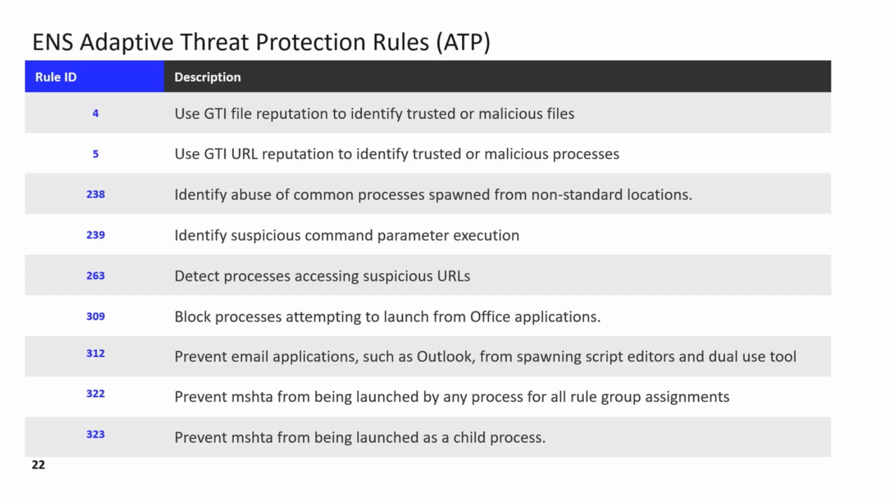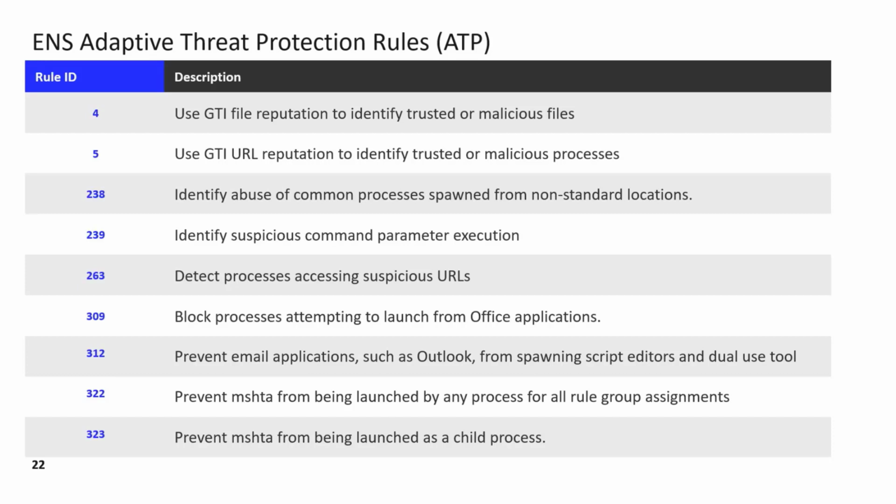This rule is set to observe mode by default. The next rule is 239, identify suspicious command parameter execution. This is related to MITRE technique 1059, which is command and scripting interpreter. This rule identifies the suspicious execution of applications through command line parameters. The next one is Rule 263, detect processes accessing suspicious URLs. This is related to MITRE technique 1204, which is user execution once again. Here, we detect processes accessing suspicious URLs, which are used to download malicious content.